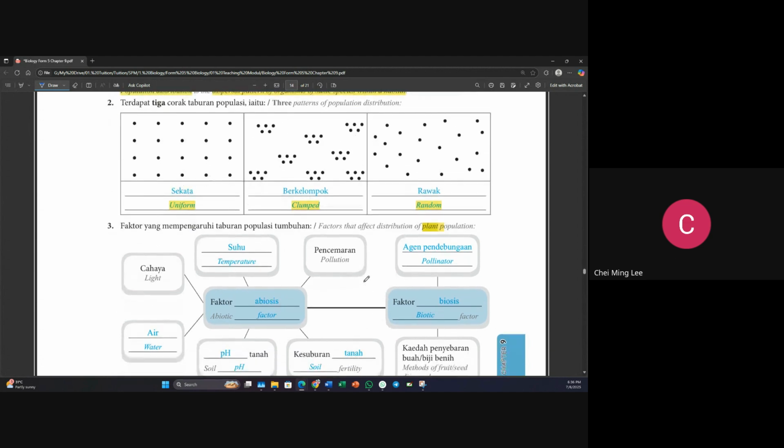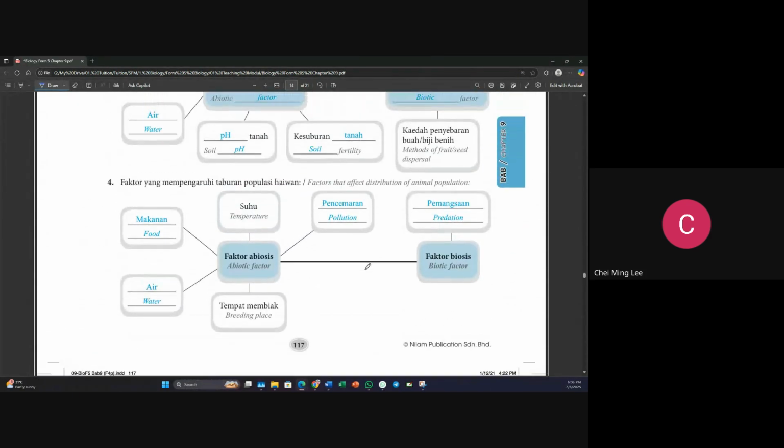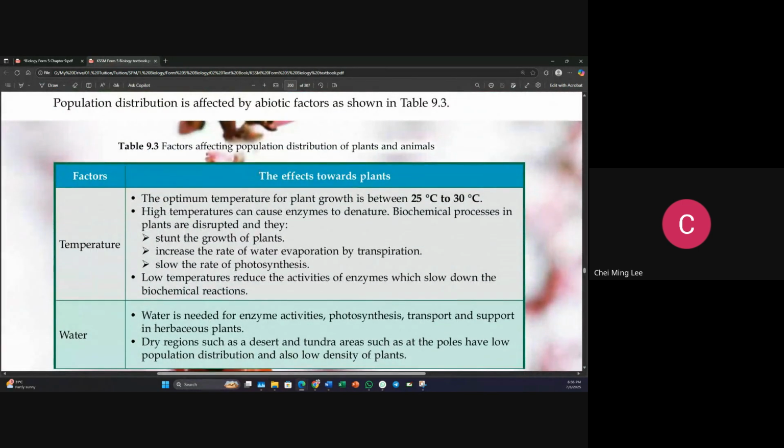Now let's see the factors that will affect the distribution of animals, which are temperature, food, water, breeding place, and pollution for abiotic factors, while the biotic factor is predation. Now, let's refer to your textbook for this one. Let's go a bit deep on this.